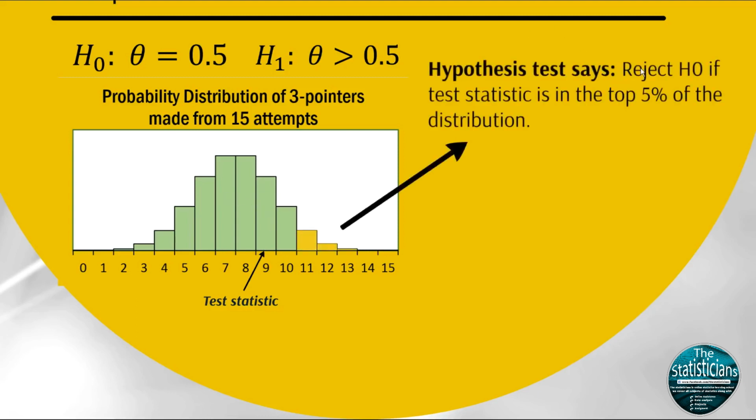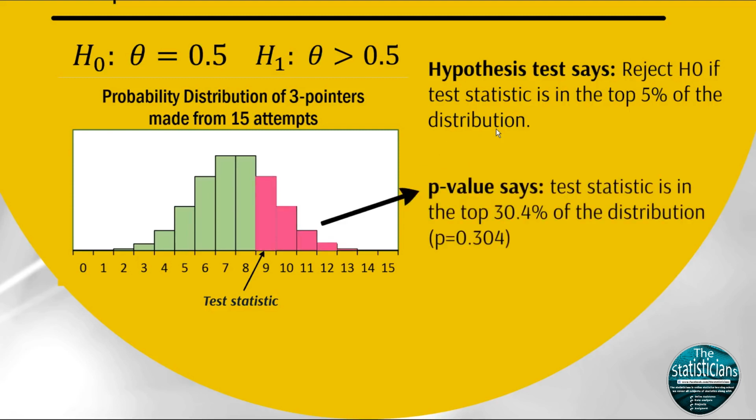So the hypothesis test said, reject the null hypothesis if the test statistic is in the top 5% of the distribution. And indeed, we found that he was not in the top 5% of the distribution. What the p-value does is it takes our test statistic and actually calculates that region. So it says our test statistic is in the top 30.4% of the distribution, 0.304. So it's actually measuring how much of the distribution is at or above our test statistic.